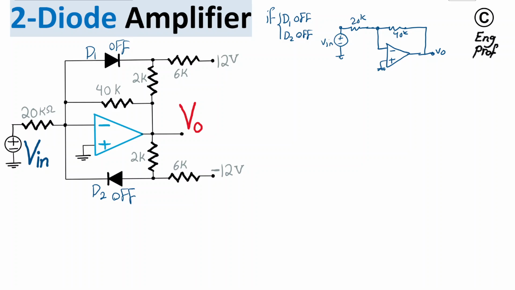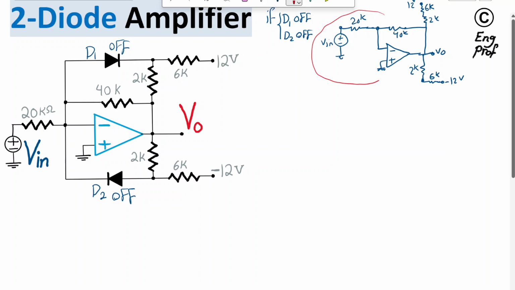That's it. From output voltage Vout, of course, we have a 2K in series with 6K that is connected to negative 12 volt. And of course, on the positive side, we have 2K in series with 6K that is connected to plus 12 volt. And that's it. So to analyze this circuit, we only care about this segment, because that is exactly an inverting amplifier. So we are dealing with a simple inverting amplifier.